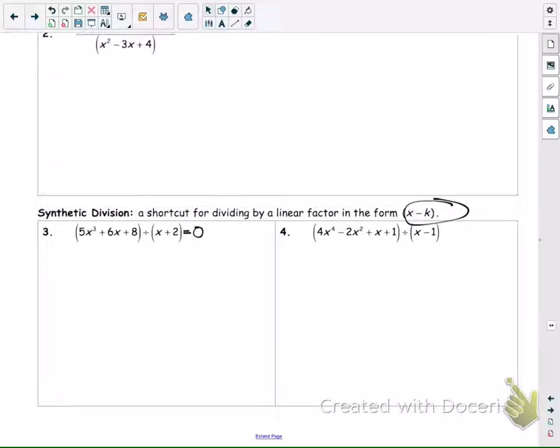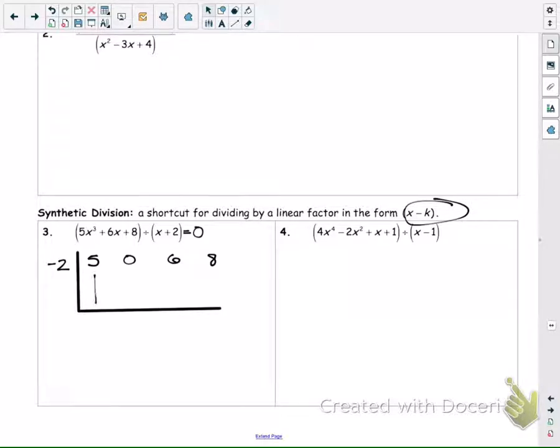So in this case, what number would go on the outside? -2. That goes on the outside. You draw a box for this that looks something like this. You're only going to use the coefficients of the numbers on the inside. Remembering that if you have any missing terms, again, you must use zeros. So for 3, I start with a 5. I'm missing an x squared, so I must put in 0, then 6, then 8. So there's our setup. Set your factor equal to 0, that number goes outside, and then put all of your coefficients on the inside.